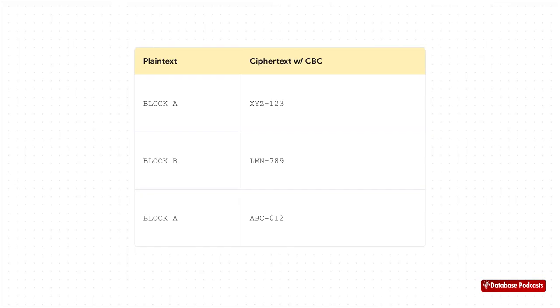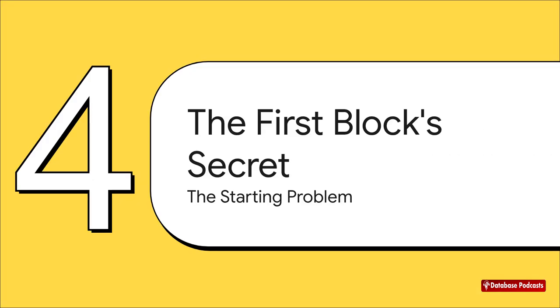And just look at the effect. It's perfect. Check out block A. The first time it's encrypted, we get XYZ123. But the second time, because it was chained with a completely different previous block, the result is ABC012. They're totally different. The pattern is completely gone. Problem solved. So this chain reaction idea makes our encryption so much more secure.